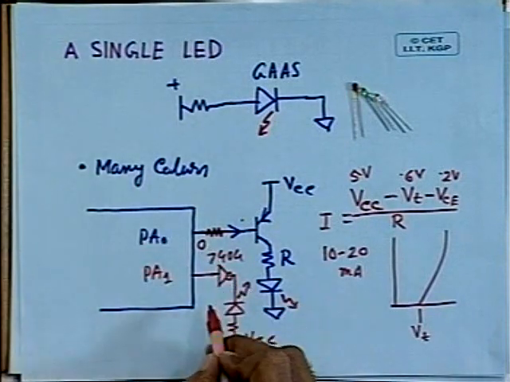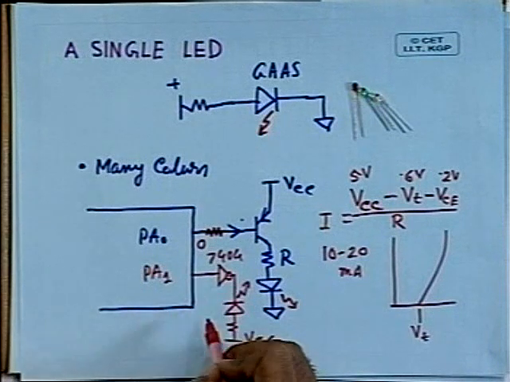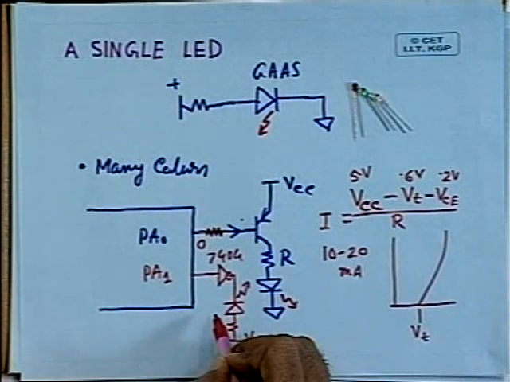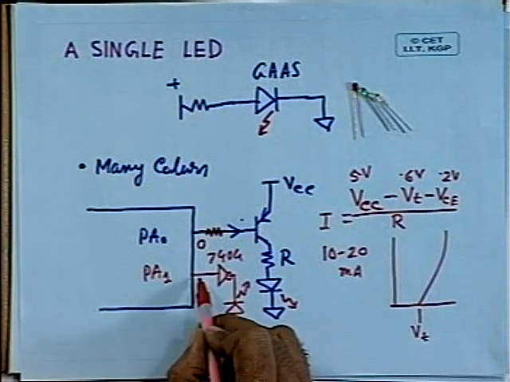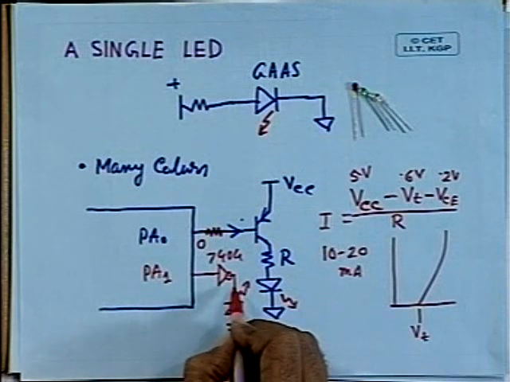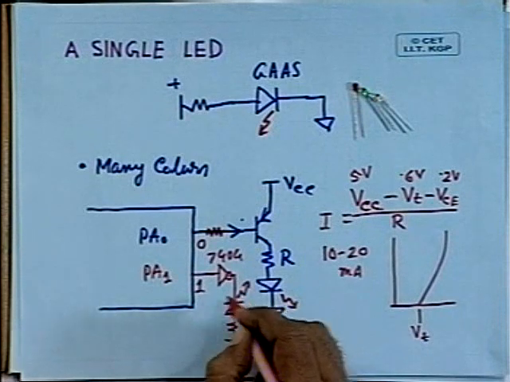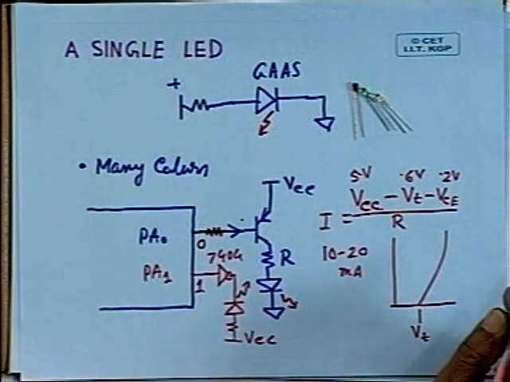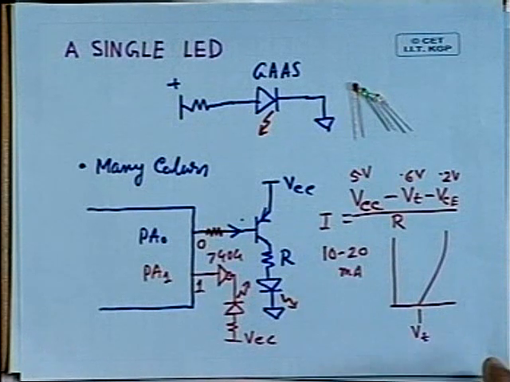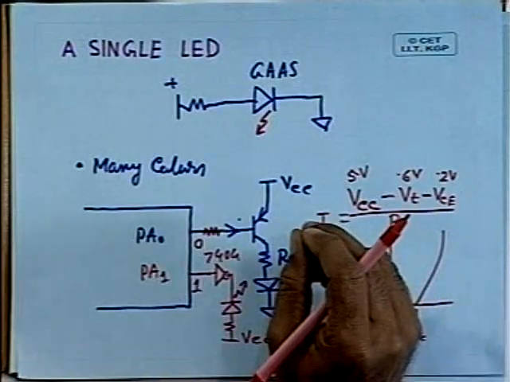And you can show the state of the microprocessor. Suppose you want to show that the microprocessor kit is on or off, you can display that with the help of this LED. Whenever the output is 1, light will be emitted, and whenever the output is 0, no light will be emitted. So, this is how you can interface a single LED, but a single LED cannot convey much information except on, off, like that.